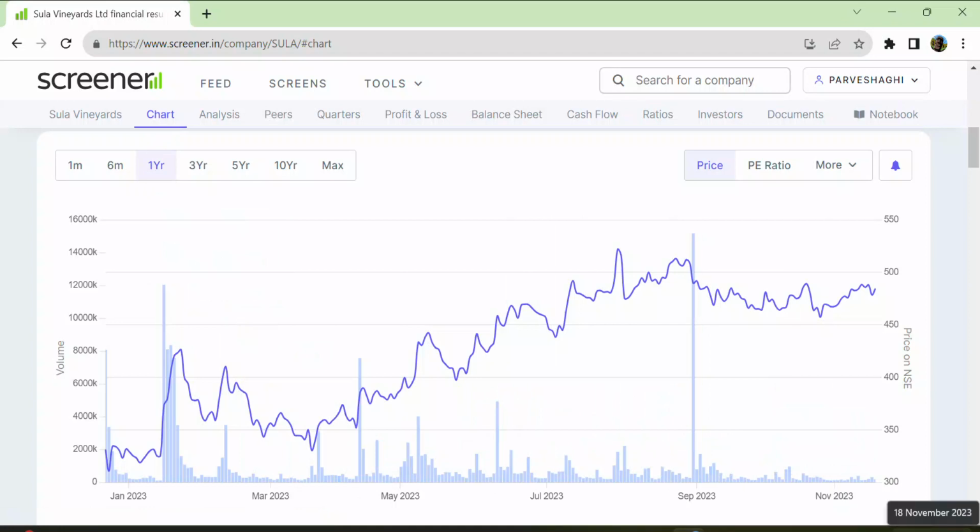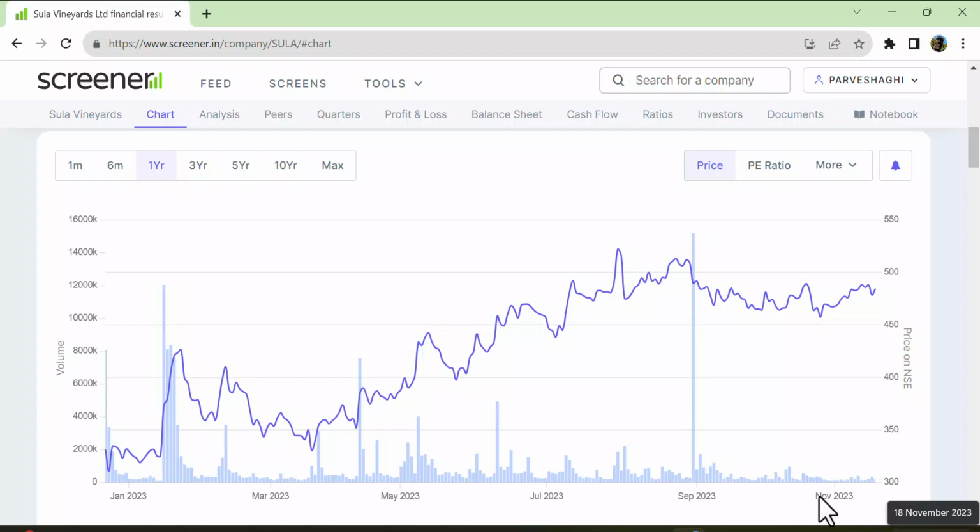Of course the share prices don't move in a linear fashion; it goes up and down. So the share price was somewhere around 350, the issue price, and today it's trading very near to 500. So this was a good offer to the public, and they made good money.